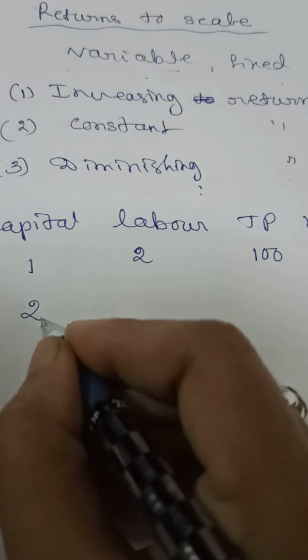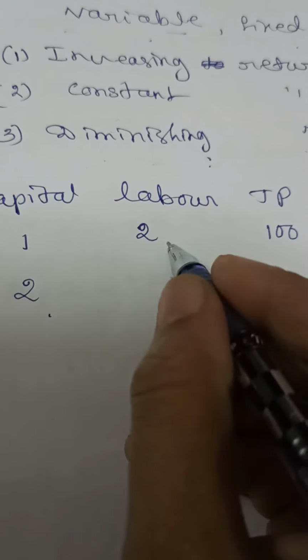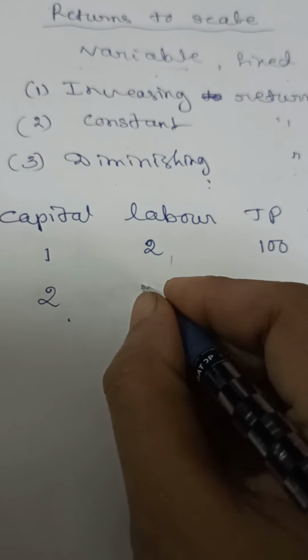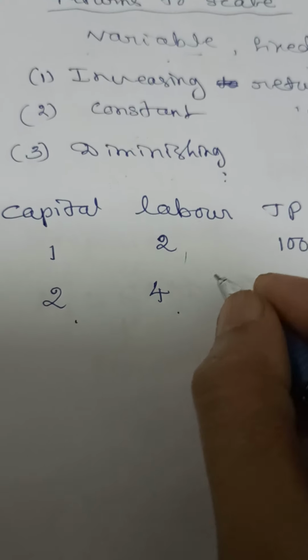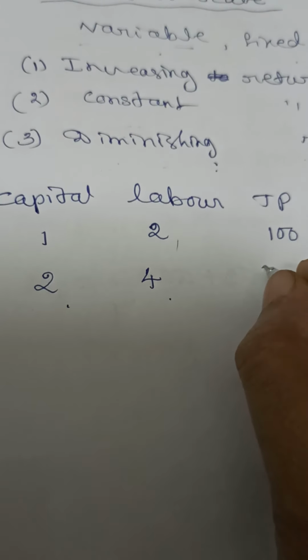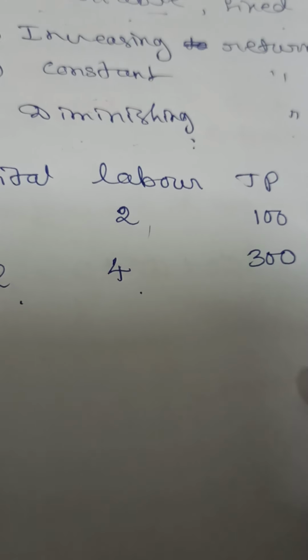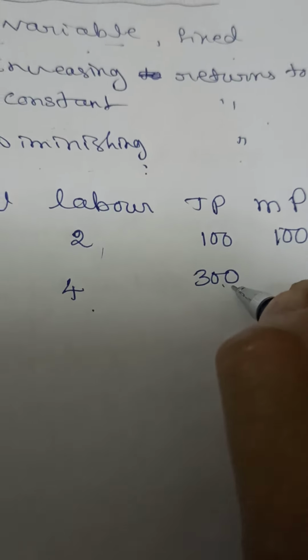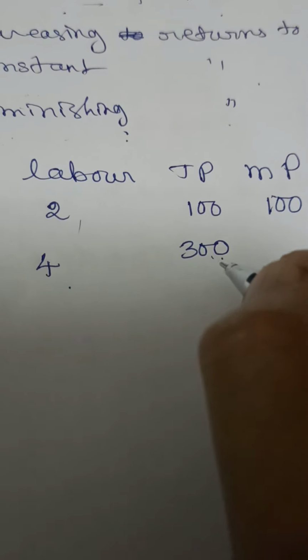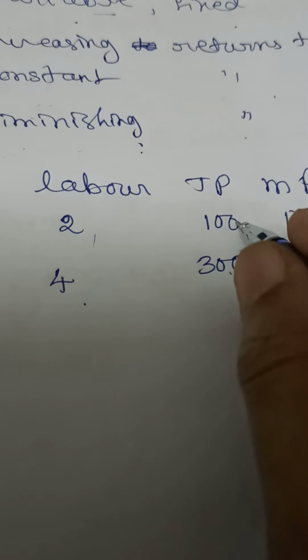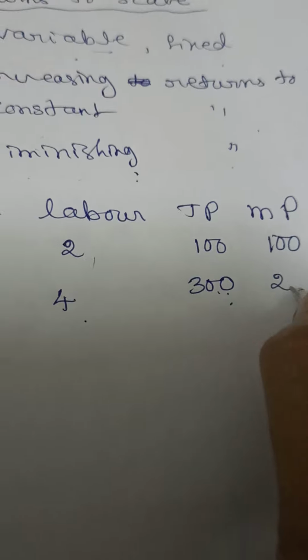Suppose 2 units of capital. When you double the capital, you have to double the labor also. That is 4 units of labor. Suppose you are getting the production; first it is increasing fast. When you double, you get more than the double of it. So 300. So what is the marginal product? 300 minus 100. You will get 200.